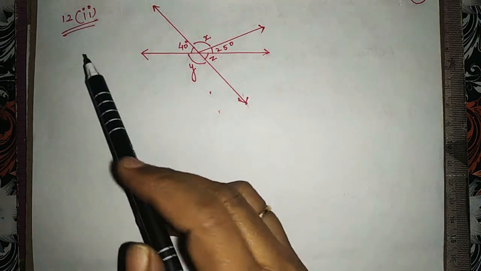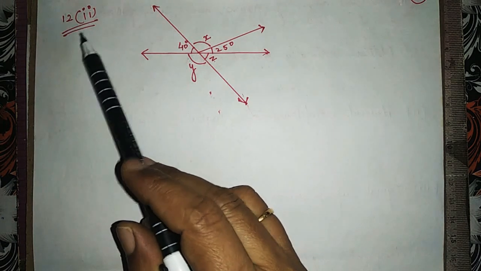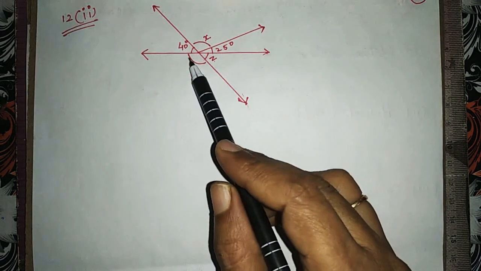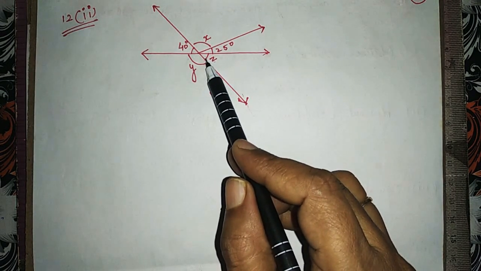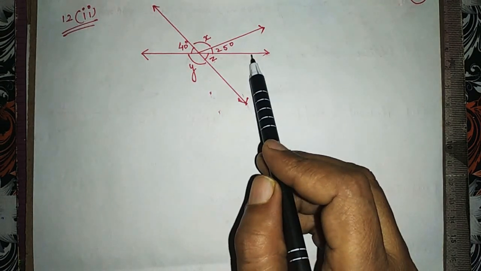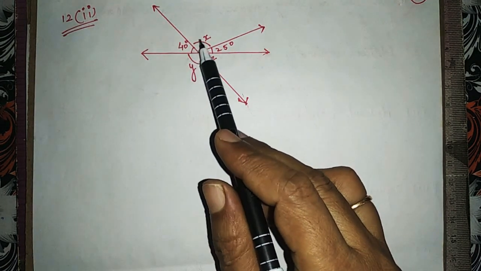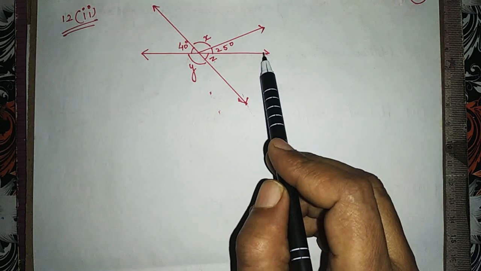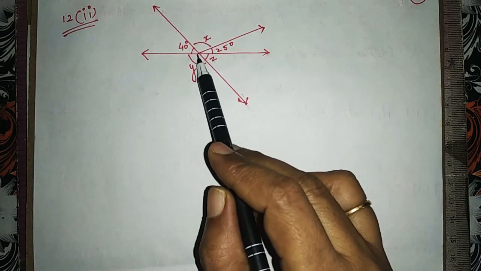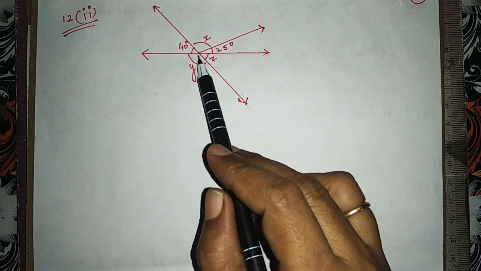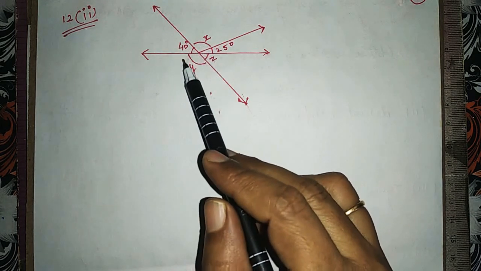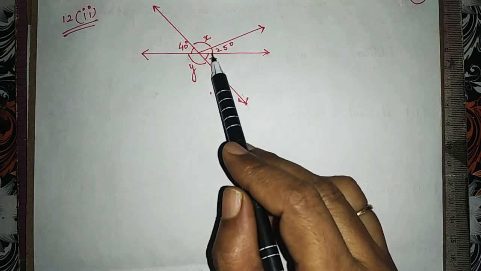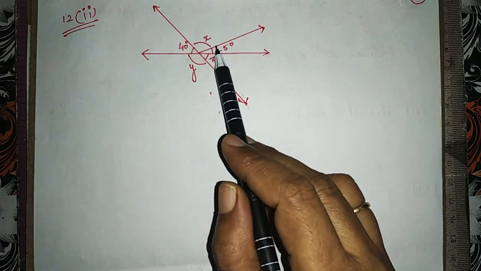Now students, see the second part of question number 12. Here in this question also you will find out the measure of angle X, angle Y and angle Z. Here in this figure you can see angle 40 degree, angle X and 25 degree. They all are on a straight line. Okay, and in the introduction of the chapter I told that the sum of all the angles formed on the same side of a line at a given point on the line is 180 degree.